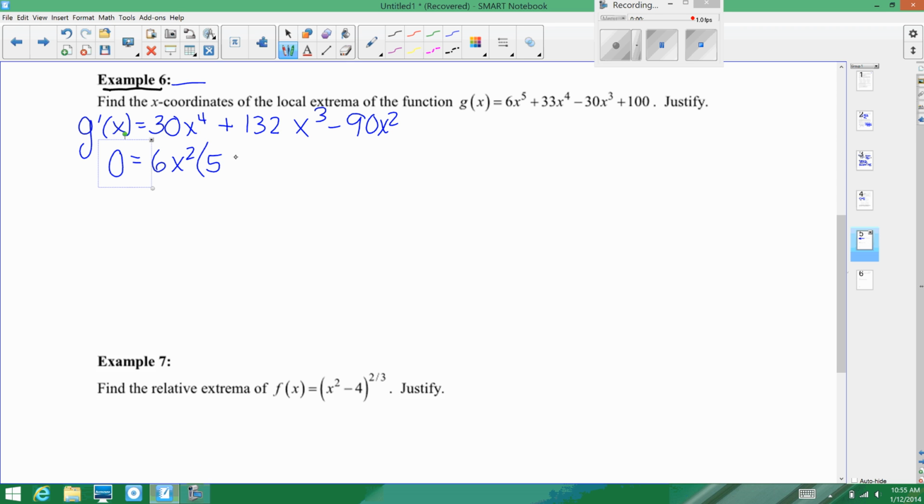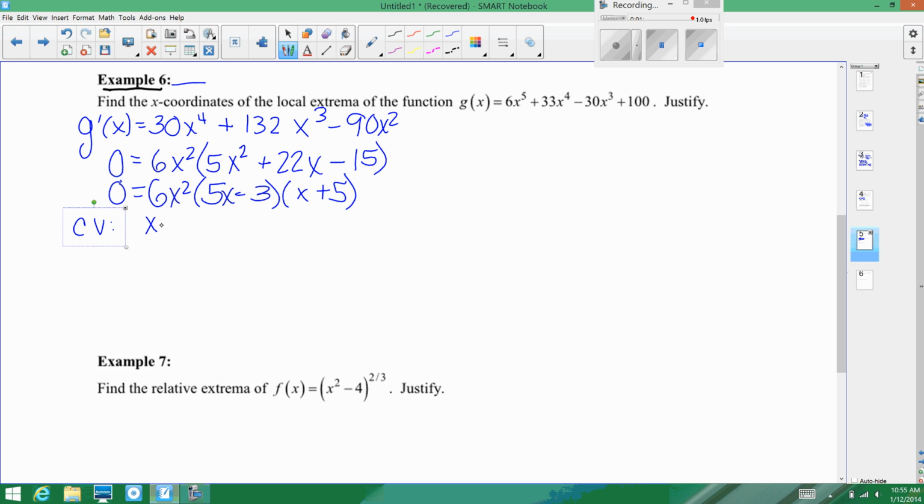Alright, so we get 5x squared plus 22x minus 15. And I believe that can be factored. So we get 5x minus 3 and x plus 5. Yep, that should work out. So this gives us critical values at x equals 0, x equals 3/5, and at x equals -5.